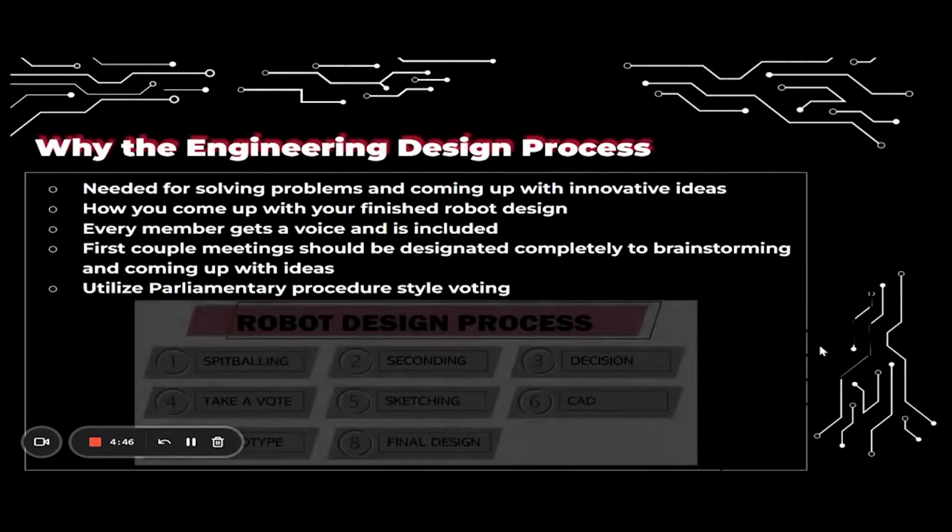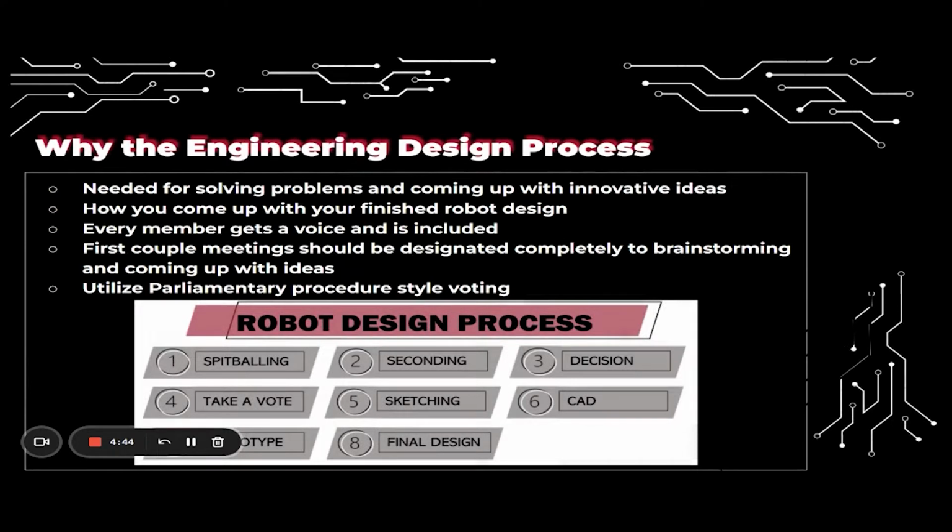So why does your team need the engineering design process? It's needed for solving problems and coming up with innovative ideas. Every year, FTC will come out with a new challenge that each team will have to come up with solutions for. So this design process is how you come up with your finished robot design. Every member gets a voice and is included in your finalized robot design. Your programmers and business people, along with your mechanical, should all have a say in what the robot design will be, especially your programmer, as they're the ones that will actually make the robot move.